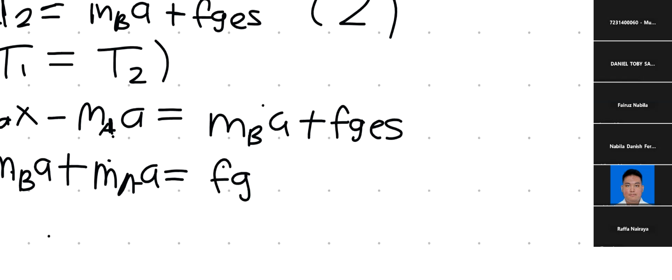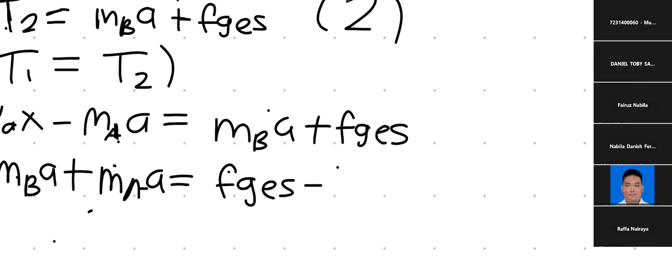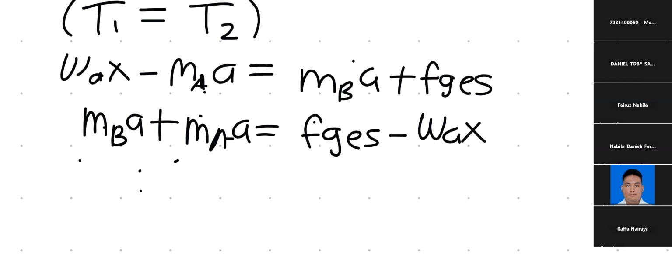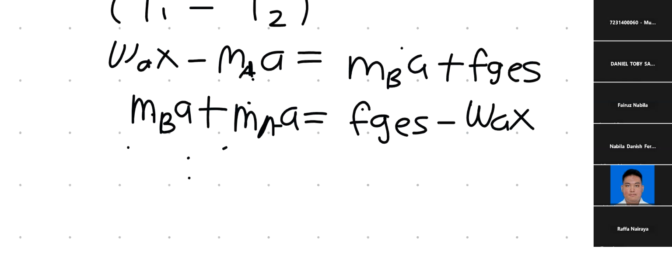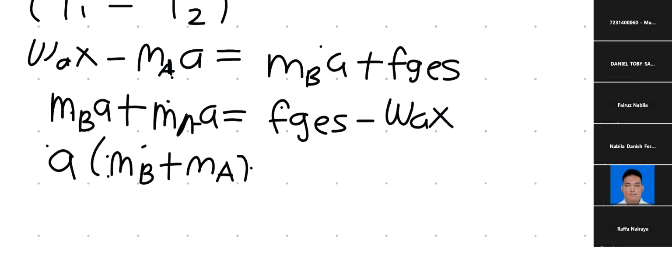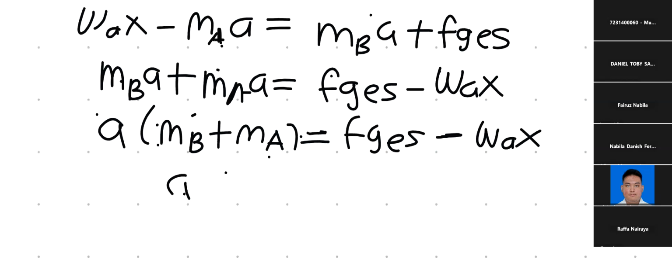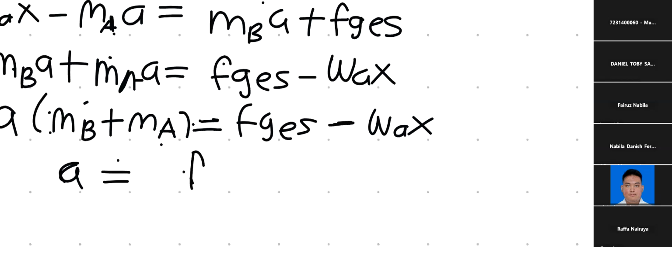friction plus friction minus this. Now what you're going to do is take out the A. Then you move MB plus MA to the right side of the equation, where you get it as this.